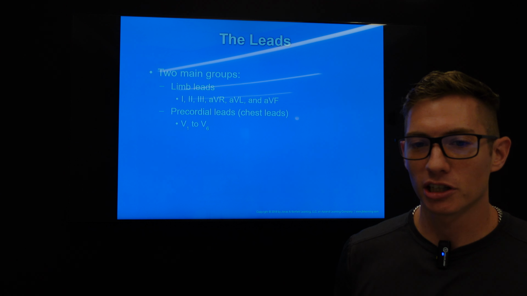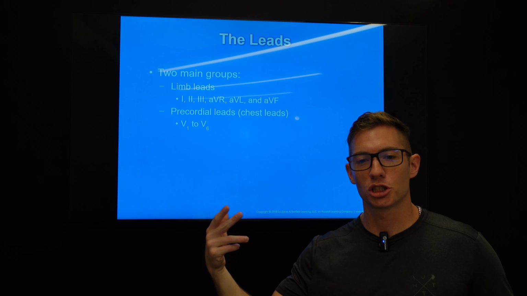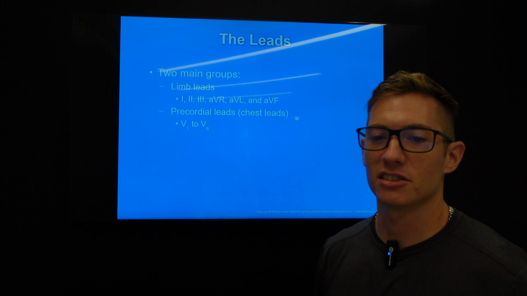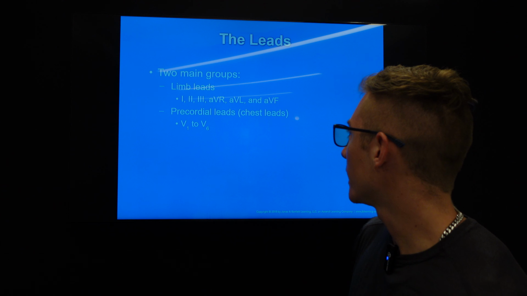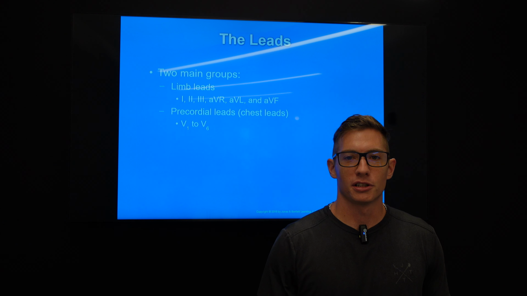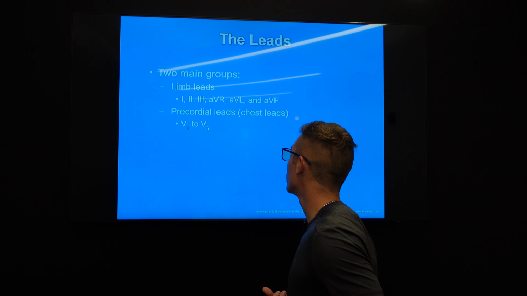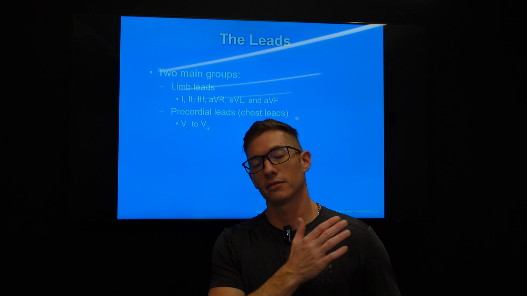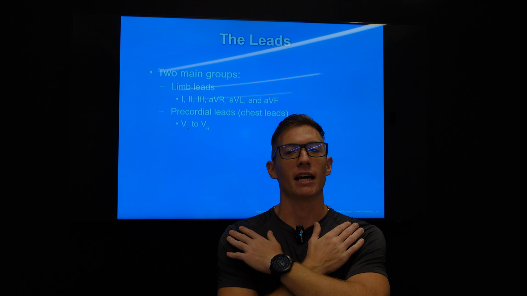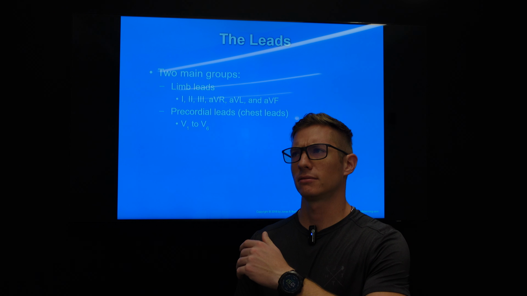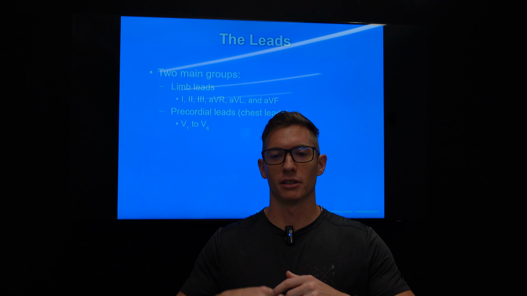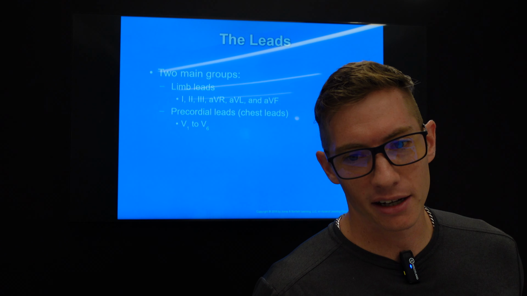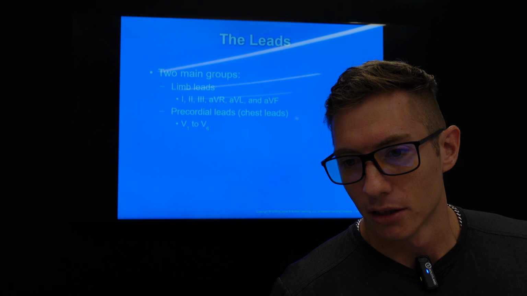Okay, so you got limb leads, you got precordial leads. These are what the leads are separated into. So the augmented limb leads: AVR, AVL, and AVF. AVL is going to be left, and AVR is going to be right. AVF is down below. It is a straight arrow going down.